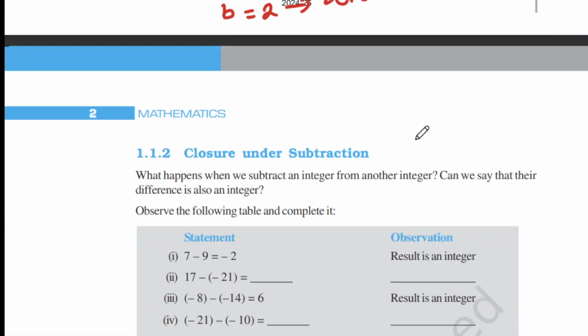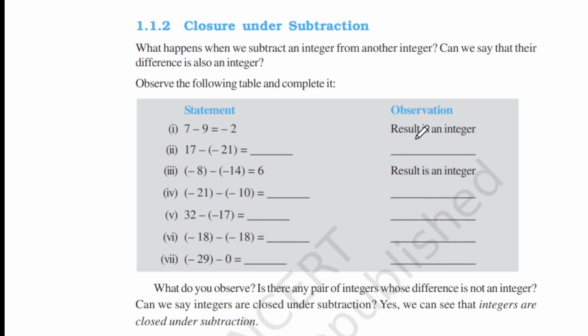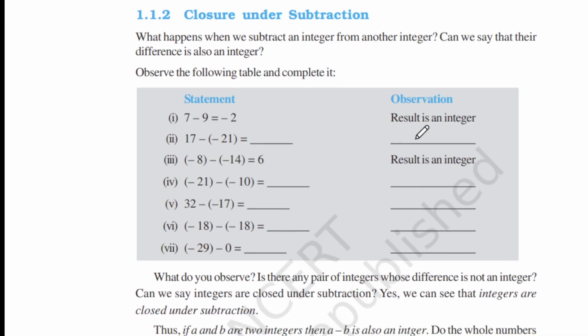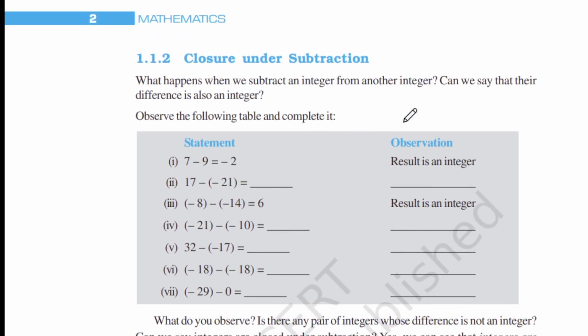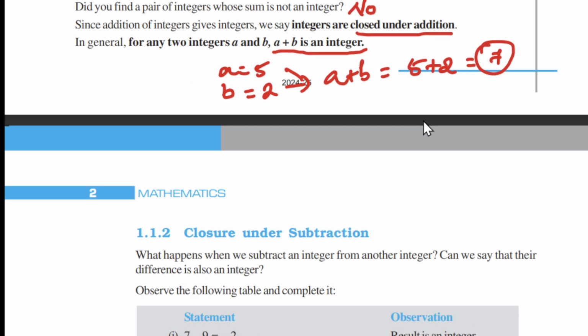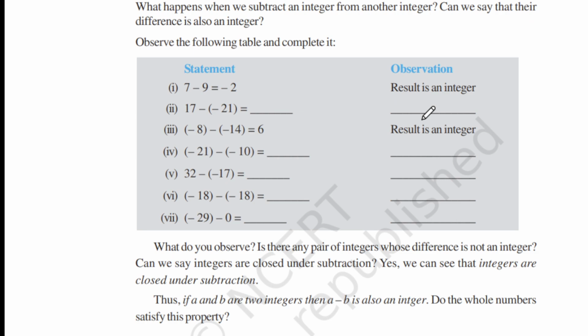So next one, we have completed addition. Next is subtraction. Okay, closure under subtraction. What happens when we subtract an integer from another integer? We can say that the difference is also an integer. Difference is like subtraction. So observe the following table. Next, see whether when we subtract, the result is an integer or not.